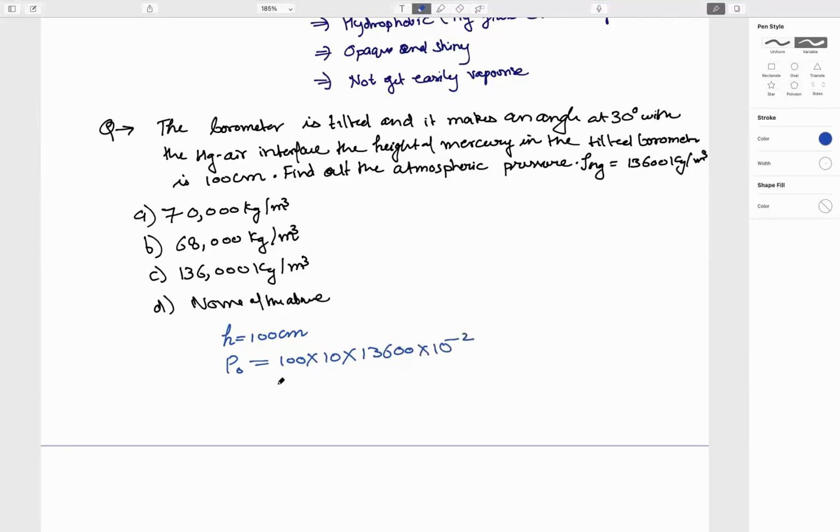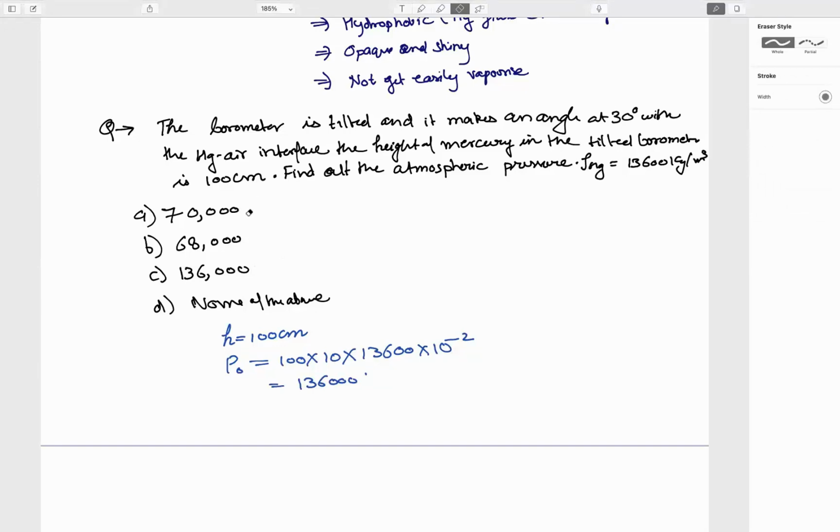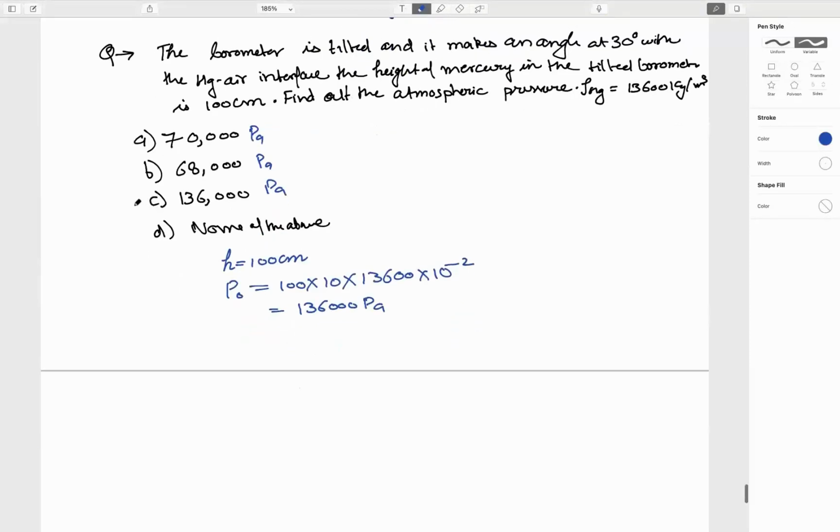Okay, so it comes out to be 136,000. One minute, I made one mistake here. That is in Pascal. The correct option is this. You know? Why not? But my dear, this is the wrong way of doing it.